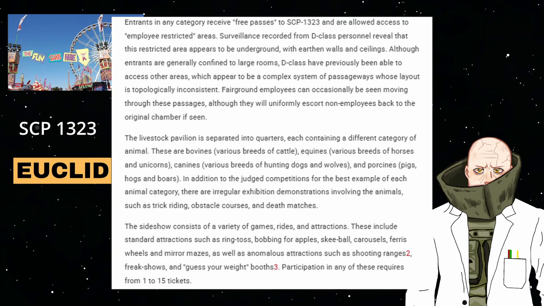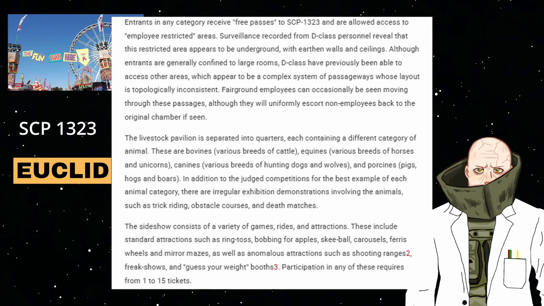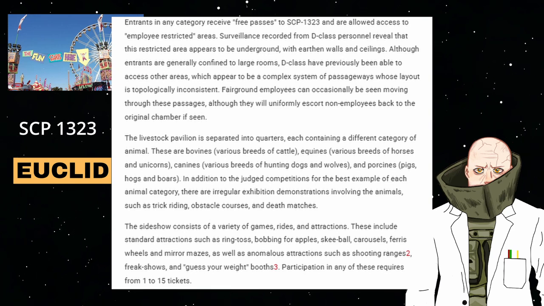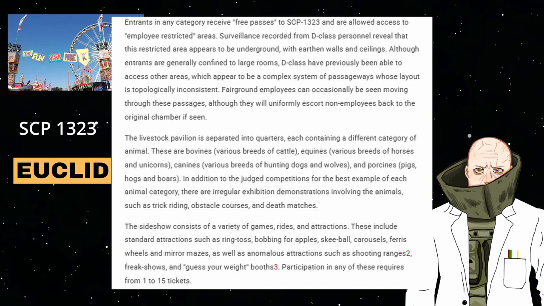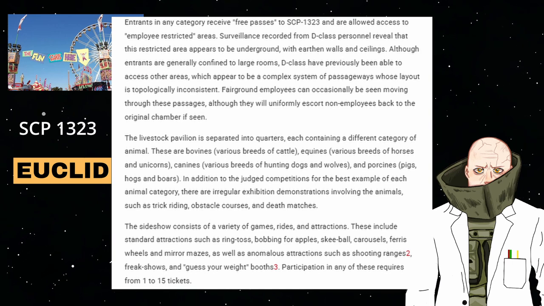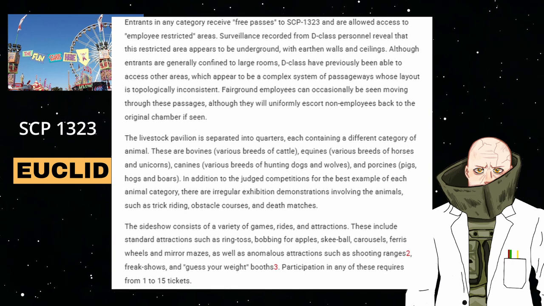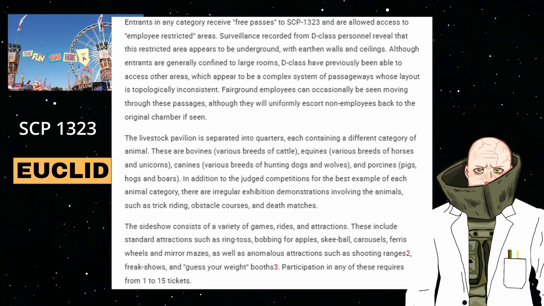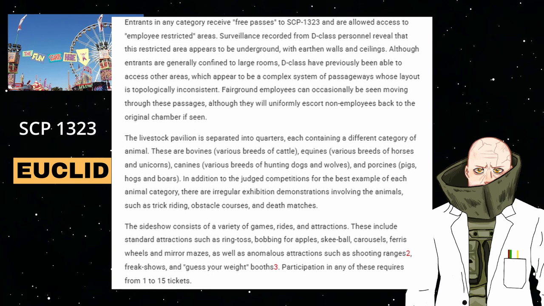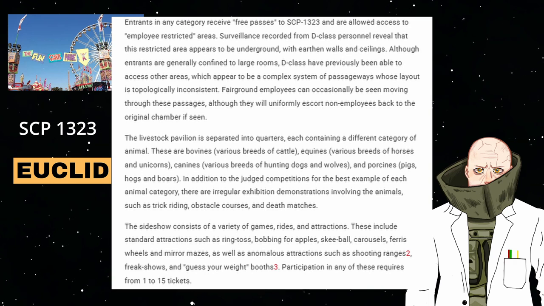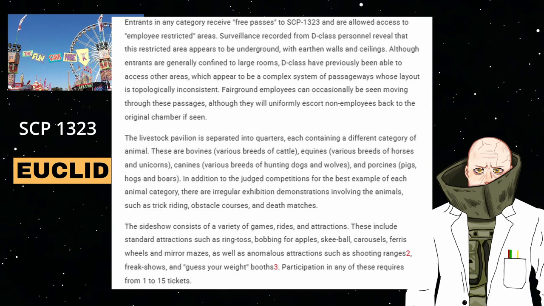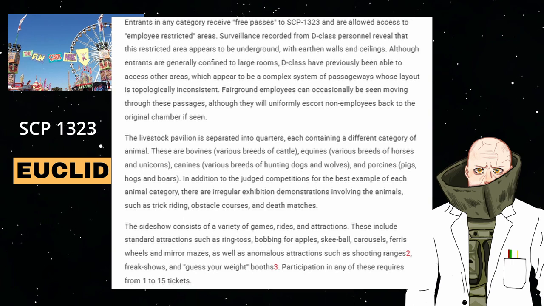Surveillance recorded from D-Class personnel reveal that the restricted area appears to be underground, with earthen walls and ceilings. Although entrants are generally confined to larger rooms, D-Class have previously been able to access other areas which appear to be a complex system of passageways whose layout is topologically inconsistent. Fairground employees can occasionally be seen moving through these passages, although they will uniformly escort non-employees back to the original chamber if seen.